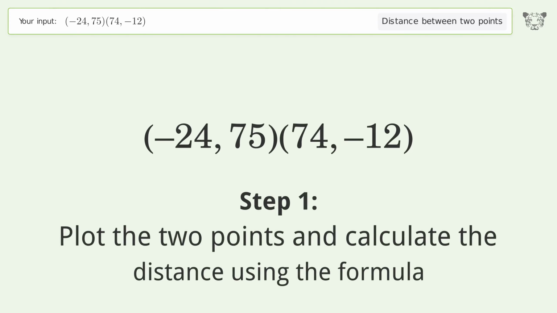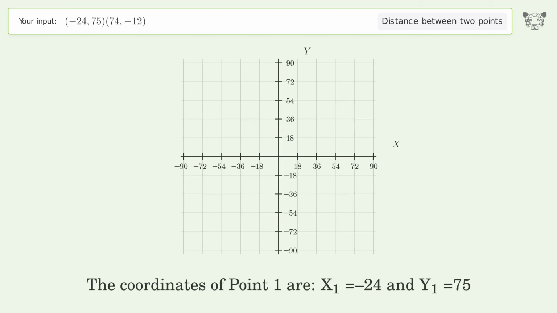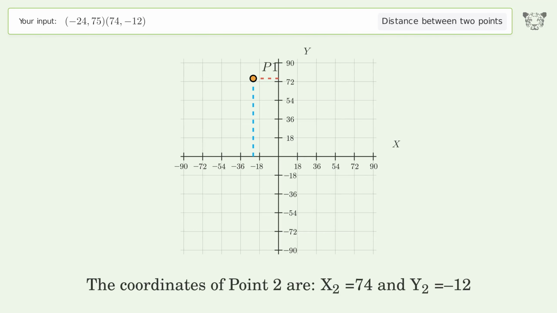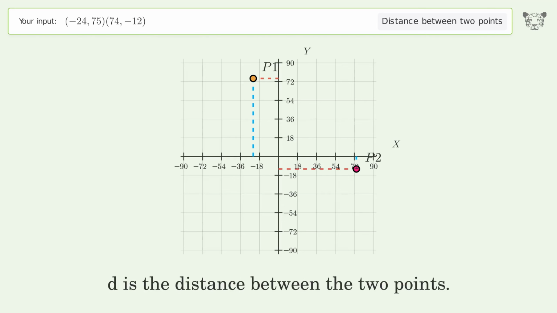Plot the 2 points and calculate the distance using the formula. The coordinates of point 1 are, x1 equals -24 and y1 equals 75. The coordinates of point 2 are, x2 equals 74 and y2 equals -12. D is the distance between the 2 points.